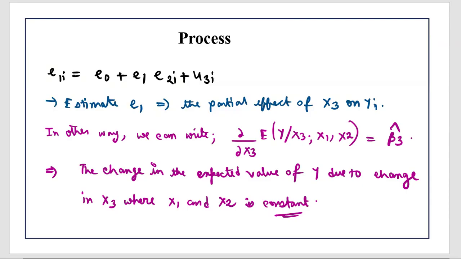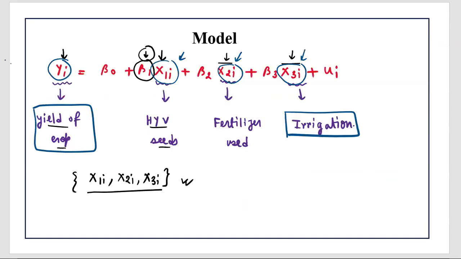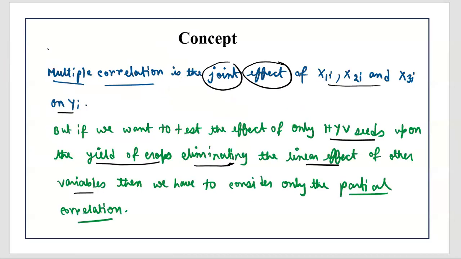So let me go back to what we did today. We started off with a model where we have a dependent variable representing the yield of crop, and three explanatory variables, namely HYV seed, fertilizers used, and the irrigation. Firstly, we distinguished between multiple correlation and partial correlation. Multiple correlation is the joint effect of all the regressors on yi, whereas partial correlation is the effect of one specific regressor on the dependent variable, keeping all the other variables constant.